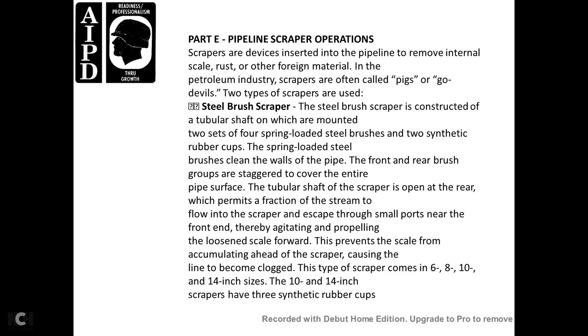The tubular shaft of the scraper is open at the rear, which permits the fluid to stream into the scraper. Flow escapes through small ports near the front, thereby propelling loosened scale forward. That prevents the scale from accumulating ahead of the scraper and causing the line to be clogged. This type of scraper comes in 6 to 8 inch, 10 inch, and 14 inch sizes. The 10 and 14 inch scrapers have three synthetic rubber cups.